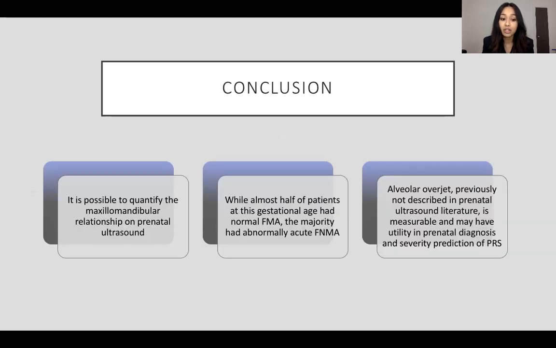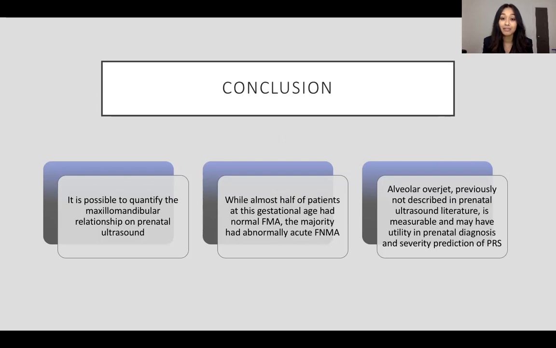So to conclude, one, it is possible to quantify the maxillomandibular relationship on prenatal ultrasound. Two, while almost half of our patients at this gestational age had normal FMA, the majority had abnormally acute FNMA. And three, alveolar overjet, previously not described in prenatal ultrasound literature, is measurable, and it may have utility in prenatal diagnosis and severity prediction of PRS.